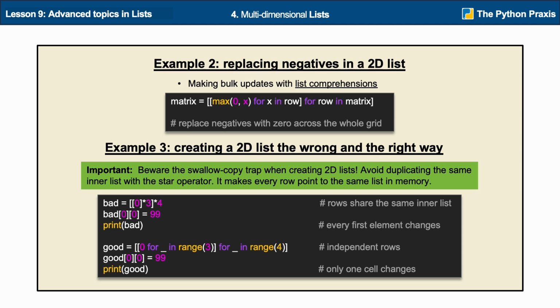The correct version is, we create a list called good using 2 nested for loops to put 0 in every element of every row. This way we have independent rows, and when we change the first element in the first row, only one cell changes.